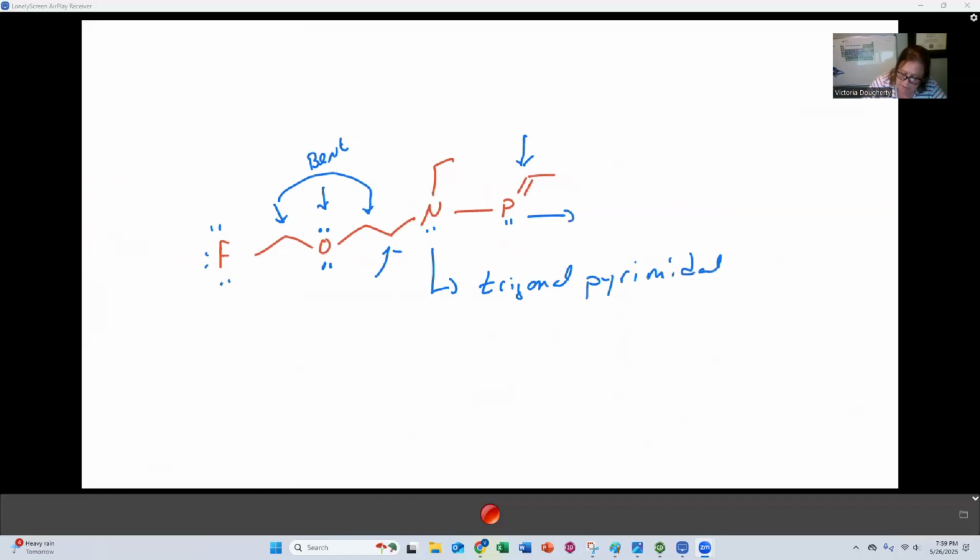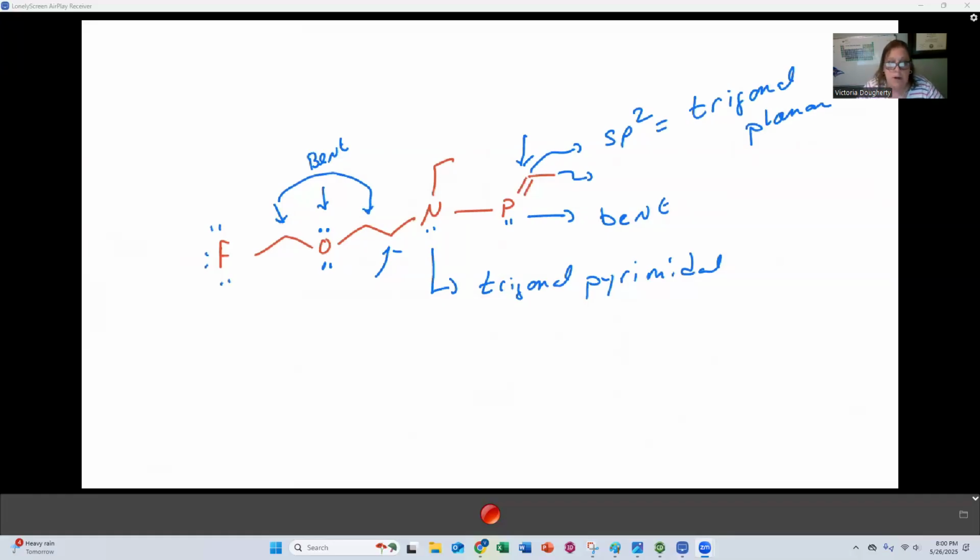This phosphorus right here is also bent. This carbon right here, because it's sp2, is trigonal planar. And of course, this terminal carbon here is also tetrahedral. Again, you need to know the general geometry, because starting in chapter 7, geometries are going to be used to predict the outcomes of these chemical reactions. And that theme is going to continue on until you finish with organic chemistry.